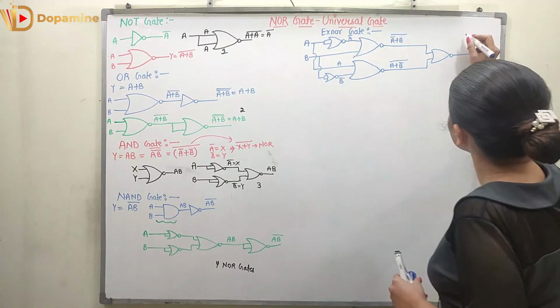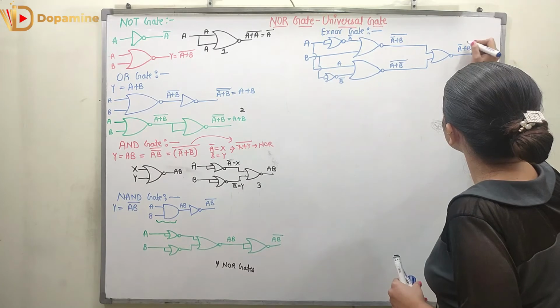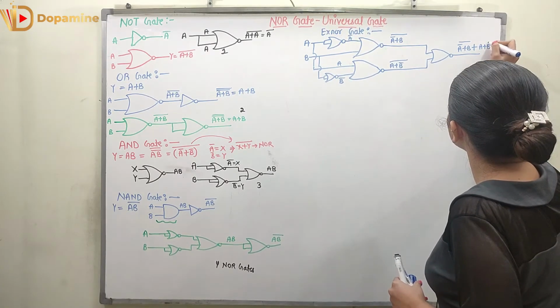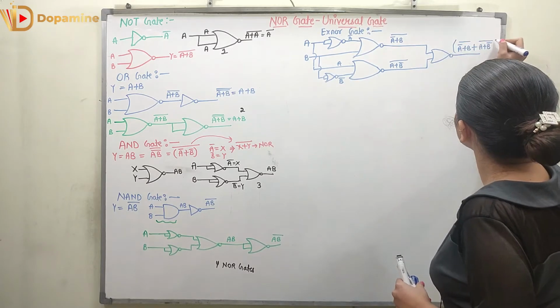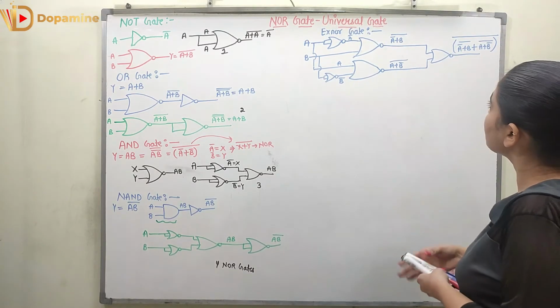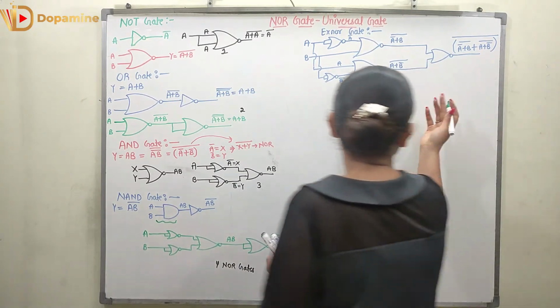So now what you are going to get over here is ((A bar plus B) whole bar plus (A plus B bar) whole bar) whole complement. So now let's simplify this. Let's check whether this is equal to the XNOR output or not.